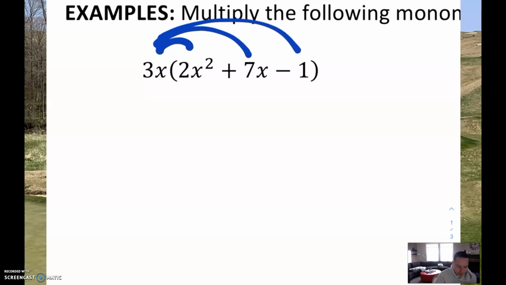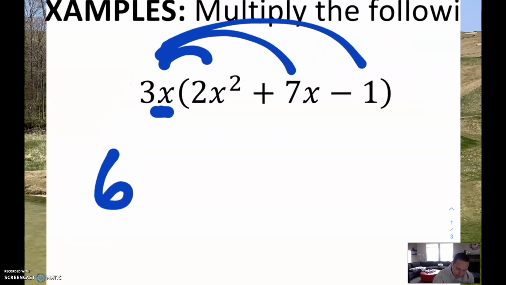You're all familiar with distributing. So you can think of it like this, where we're just distributing. So let's take the first one. We have 3x times 2x squared. I'm always going to take care of the numbers first. So 3 times 2, that's a 6. Now what this x here means is x to the first power. I'm going to write a 1 in there just so I can see it. So if I have x to the first times x to the second, that would become x to the third power. So I've taken 3x times 2x squared, and it gives me 6x to the third.